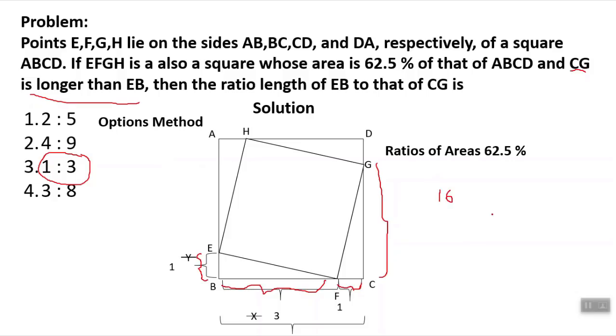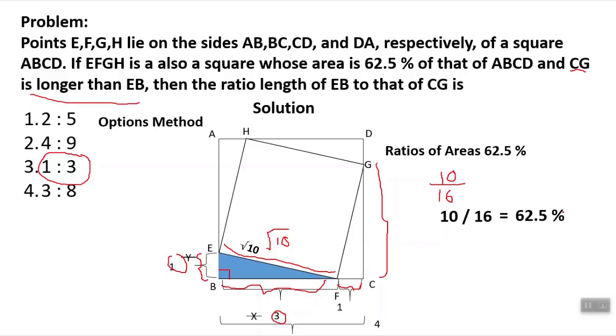How can we get the area of EFGH? By knowing the side of the square, EF for example. This is the hypotenuse of a right angle triangle with sides 1 and 3. And so the hypotenuse of this triangle is going to be square root of 3 squared plus 1 squared, or square root of 10. If that is so, then the area of this square is going to be 10. And the ratio of the smaller to the larger is going to be 10:16, which is nothing but 62.5%. Bingo, we have the answer.